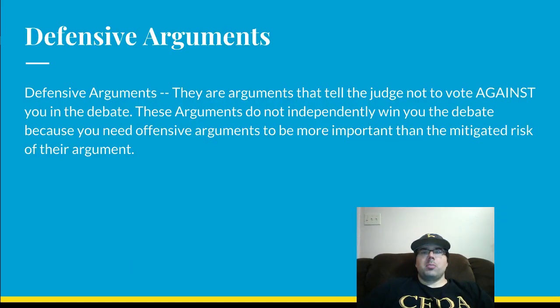There are two types of arguments that you can make to advantages and disadvantages. The first are defensive arguments, and these are arguments that tell the judge not to vote against you. These arguments do not independently win you the debate, because you need an offensive argument to be more important than the mitigated risk of their argument. So this could be an add-on, an advantage, a different disadvantage. It really is hard to say, but you need some sort of bad thing that would happen to be combined with your defensive arguments.